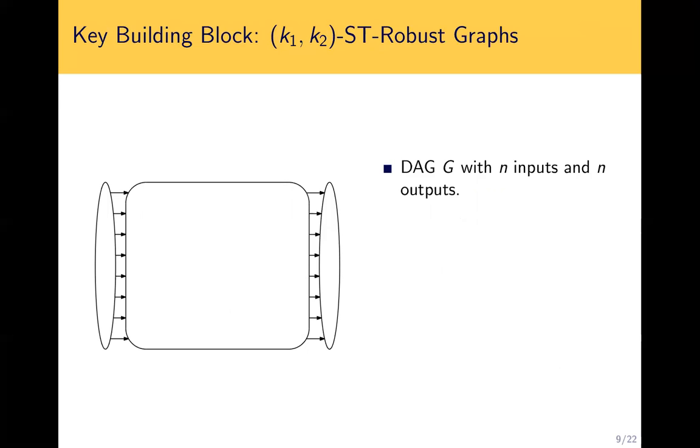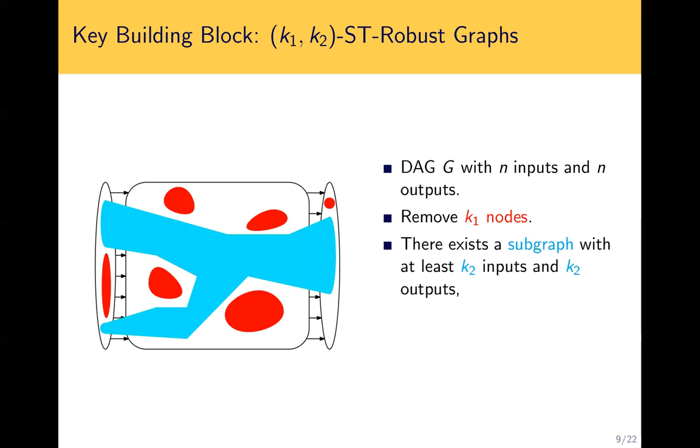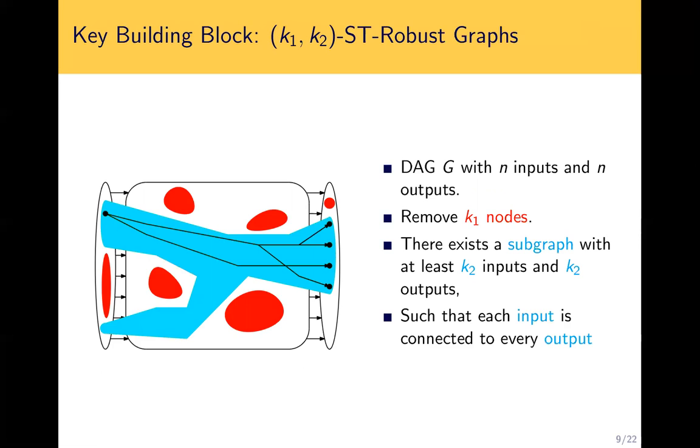So the key building block is what we call a (k1, k2) ST-robust graph. The graph is a directed acyclic graph that has n inputs and n outputs. Here are the inputs on the left side of this graph and outputs on the right side. And we call this graph (k1, k2) ST-robust if we can remove k1 nodes, here in red, and there exists some subgraph of G that has at least k2 inputs and k2 of the outputs, such that each input is connected to every single output. So for each input, there's a path from it to all of the outputs. These paths don't have to be node or edge disjoint or anything. They can overlap. It just has to be that each input node is able to reach all of the outputs.